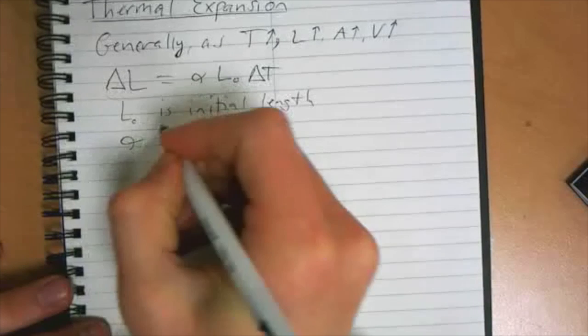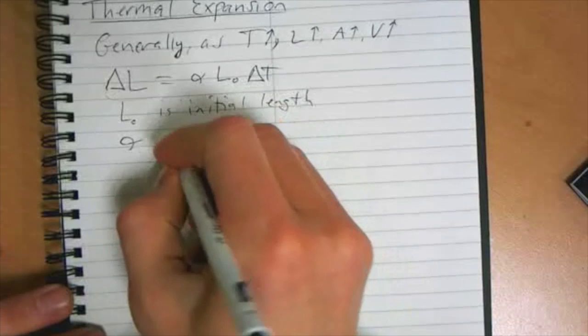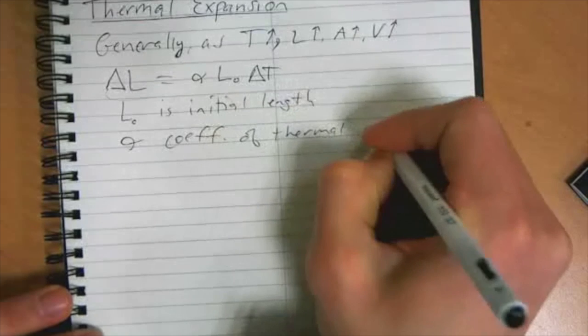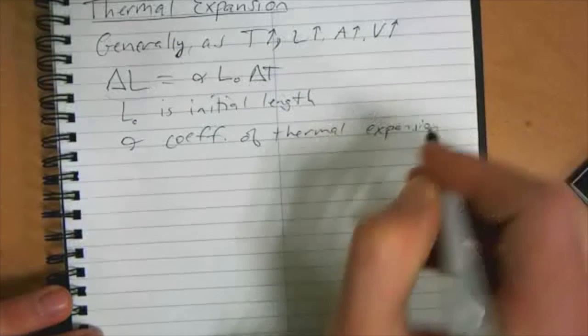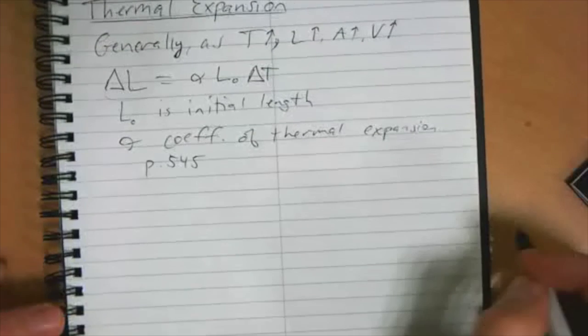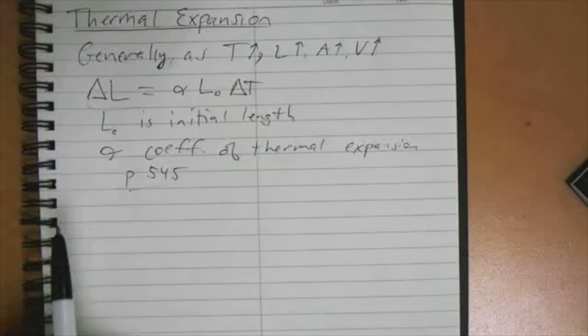Alpha is called the coefficient of thermal expansion. Go figure. And page 545 in your book has a table that has alphas for a bunch of different things. And they also have values called beta, which I'll talk about a little bit later.